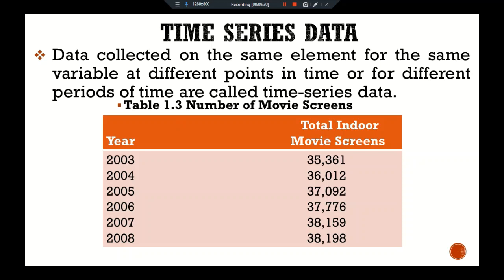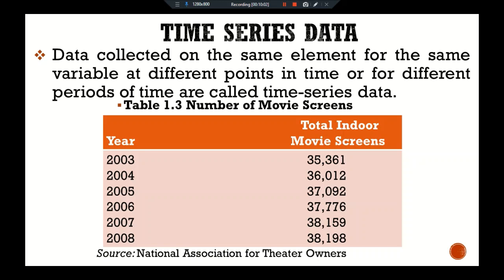For example, a movieplex with 8 screens would count as 8 towards the number of screens. So here we have a country, or maybe a continent, maybe a city, where different screen data is available. So somehow this is our time series data.